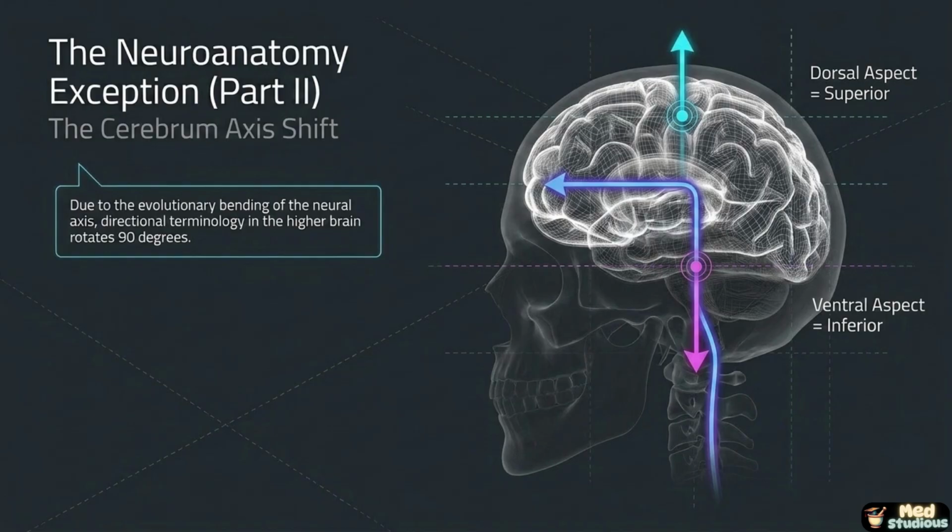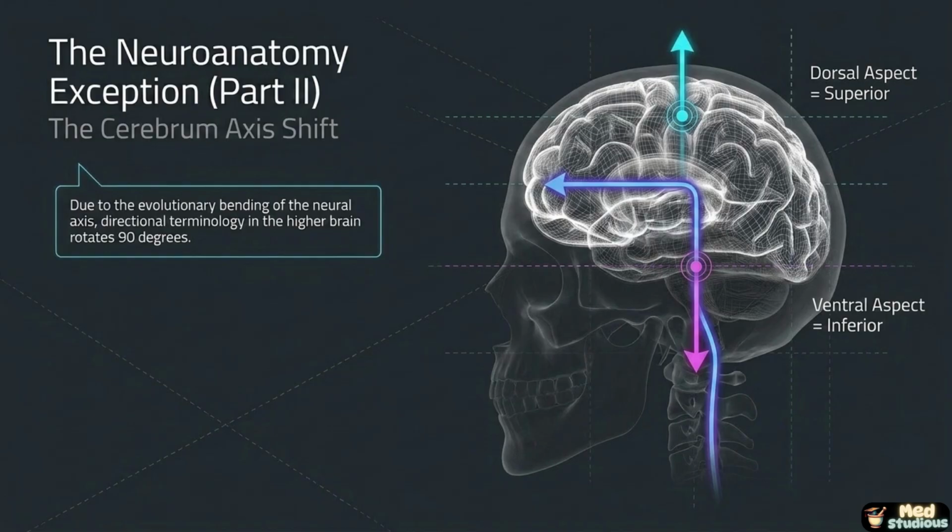Why? Because during human evolution, the neural axis bent forward at the front of the brain. This bend, called the cephalic flexure, means the directional axis of the cerebrum is tilted relative to the rest of the body. The result is this. In the cerebrum, the dorsal aspect no longer means posterior. It means superior, or the top of the brain. And the ventral aspect no longer means anterior. It now means inferior, or the bottom surface of the brain.